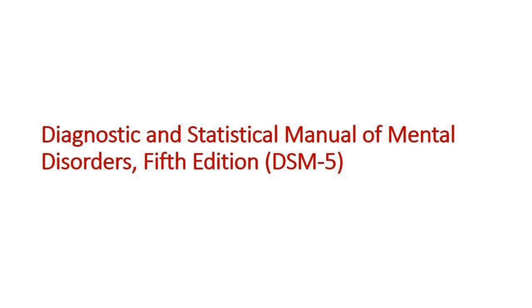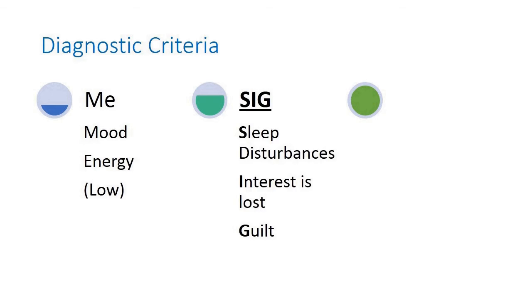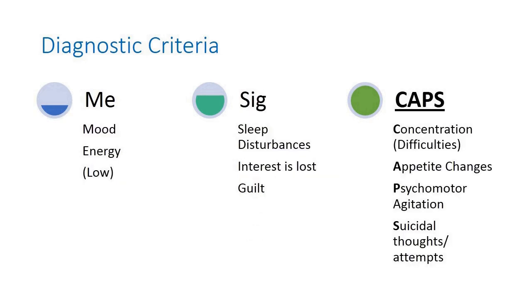The 9 symptoms can be easily remembered by me. Not just me, but you too, by remembering the word MESIGCAPS. ME stands for mood and energy are low. SIG, as in signal, stands for sleep disturbances, interest is lost, and guilt. CAPS refers to concentration difficulties, appetite changes, psychomotor agitation like pacing and restlessness, and suicidal thoughts or attempts.